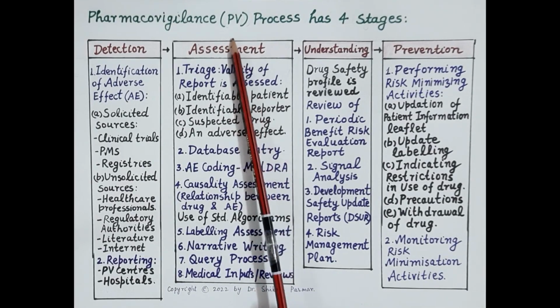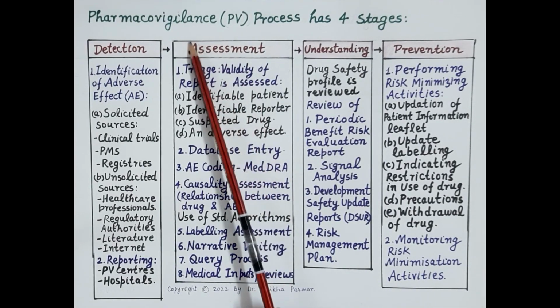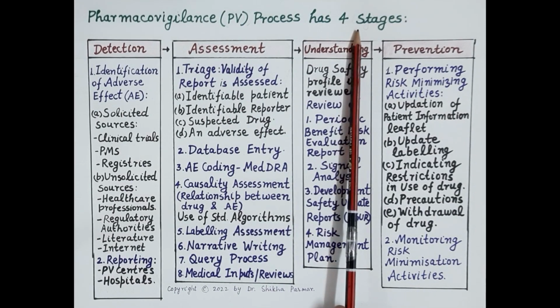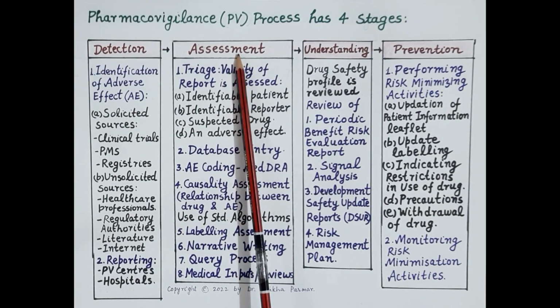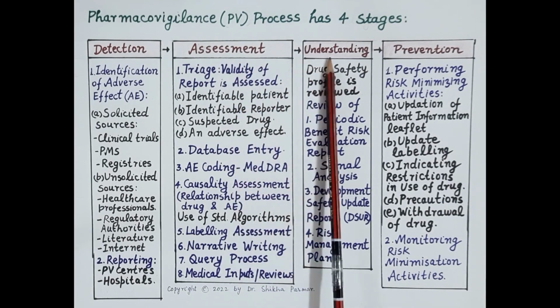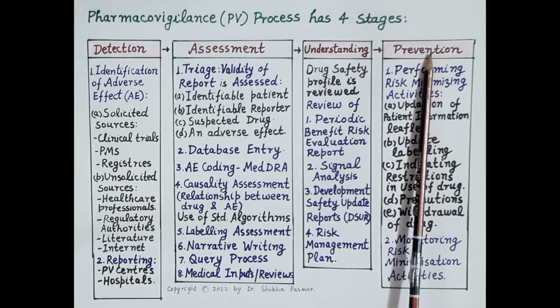Let's now summarize the process of pharmacovigilance. Now, pharmacovigilance process has 4 stages. First step is the detection of adverse effect. Second step is the assessment of adverse effect, where validity of adverse effect is checked and a compiled report on the adverse effect is prepared and submitted to the respective regulatory authority. Third step is understanding drug safety profile, where risk-benefit ratio of the drug is thoroughly reviewed, and the final step is the prevention of adverse effects.